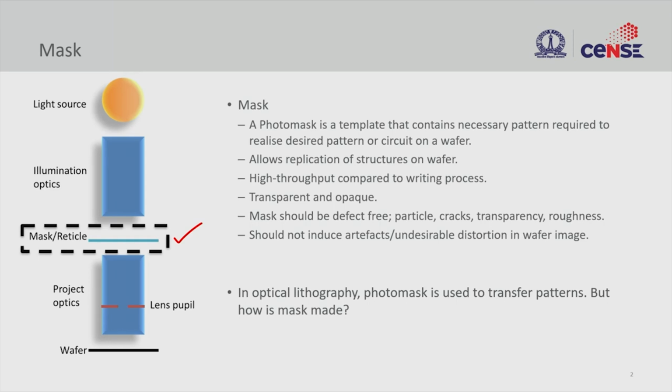Irrespective of whether you are using projection lithography or contact lithography, the mask patterns are nothing but templates with desired circuit patterns. So it allows us to replicate the structure on the wafer, and you want to have high throughput. That's the primary idea of using a mask instead of writing each and every structure that you want to have on the wafer. And there are two things, right? The mask should have transparent and opaque regions that will define the structure.